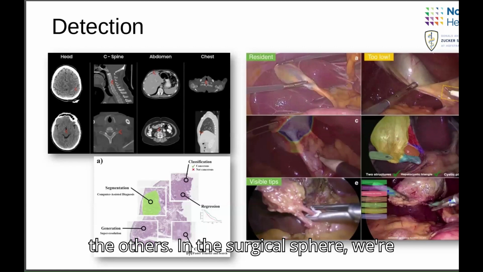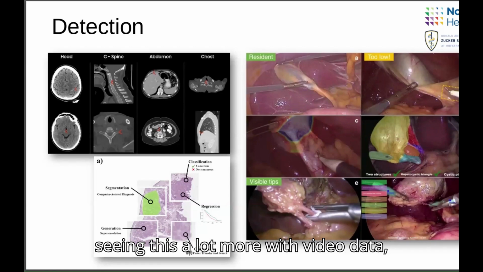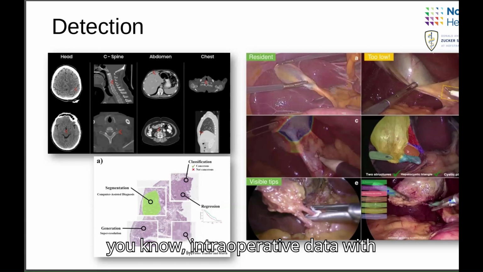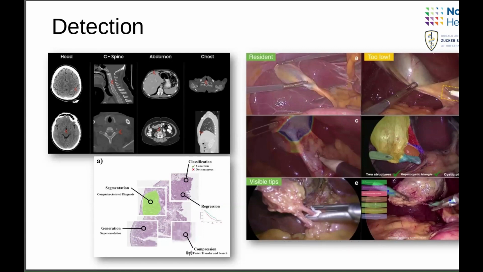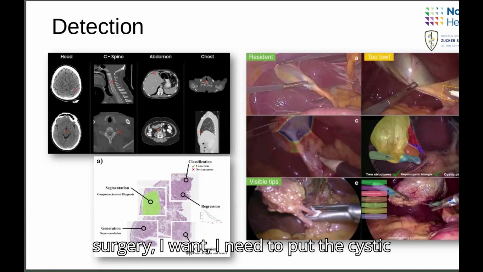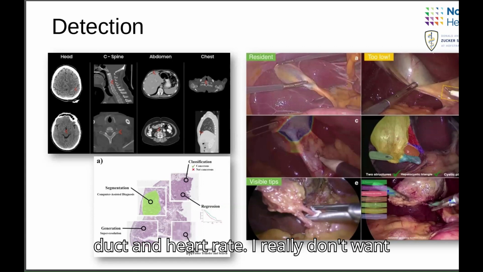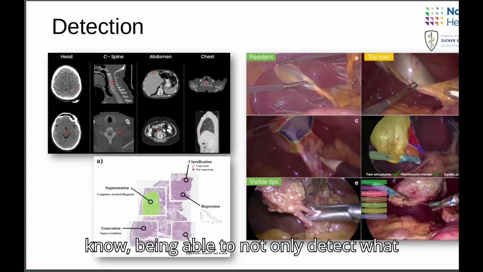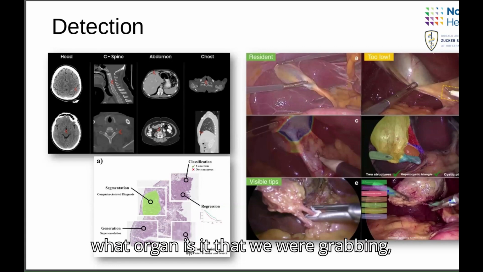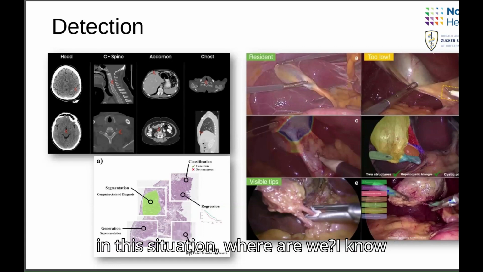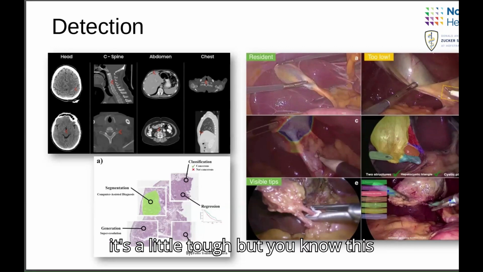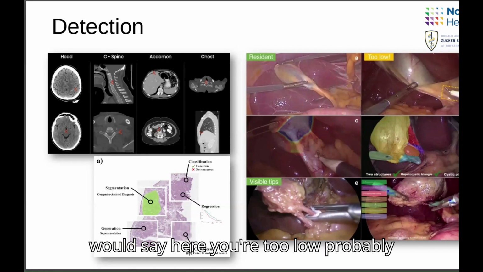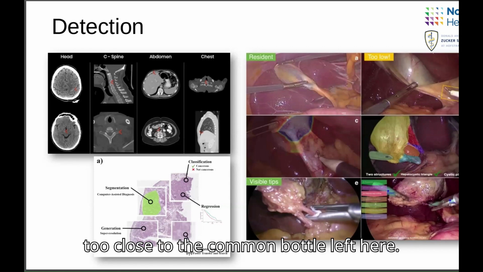In the surgical sphere, we're seeing this a lot more with video data, intraoperative data, with different use cases. Same idea here: anatomic segmentation, identifying anatomy. If I'm doing gallbladder surgery, I need to clip the cystic duct and artery. I really don't want to clip the common bile duct. I really don't want to go there. So, being able to not only detect what organ we're grabbing and what instrument is being used in this situation, but where are we? I know it's a little cut off, but this would say here, you're too low. You're probably too close to the common bile duct here.